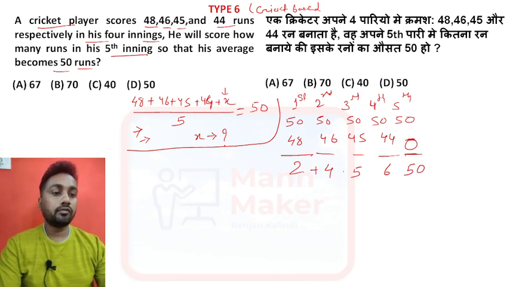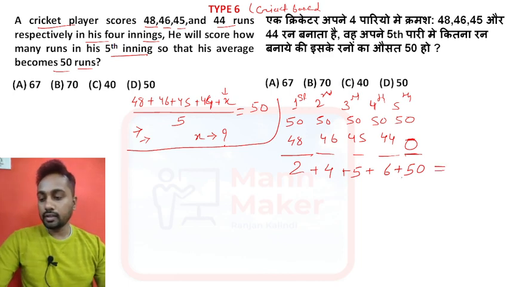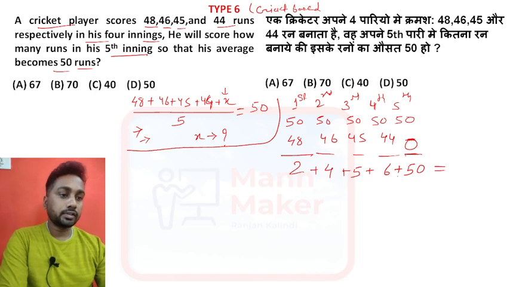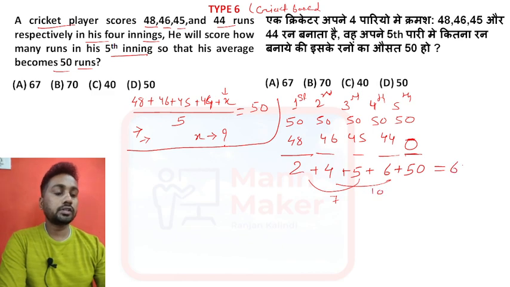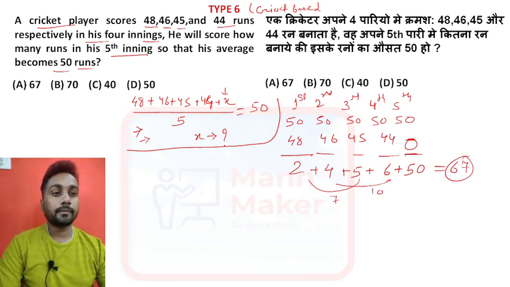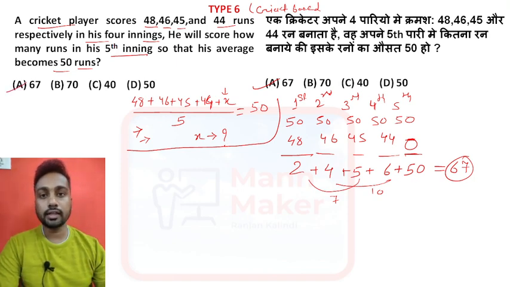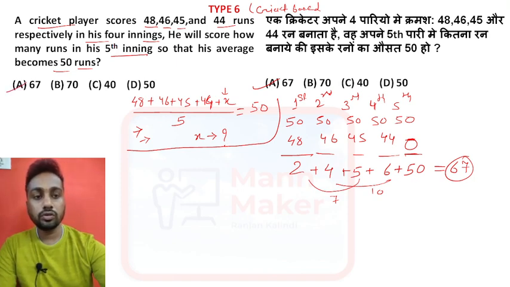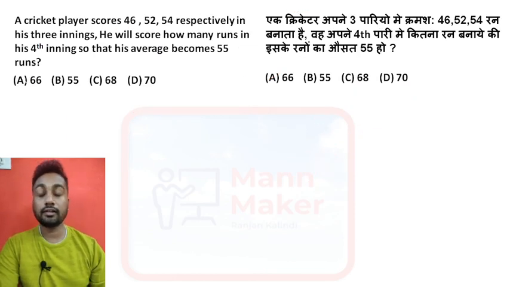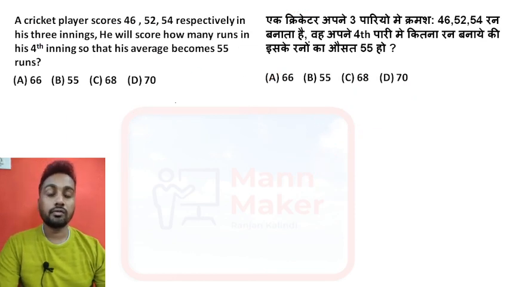Now if we add all these things, this is 6, 7 and this is 10, so it will come 67. Option A is the right answer. So like that you need to calculate; you need not go for a more calculative and lengthy method. It will take less time also.